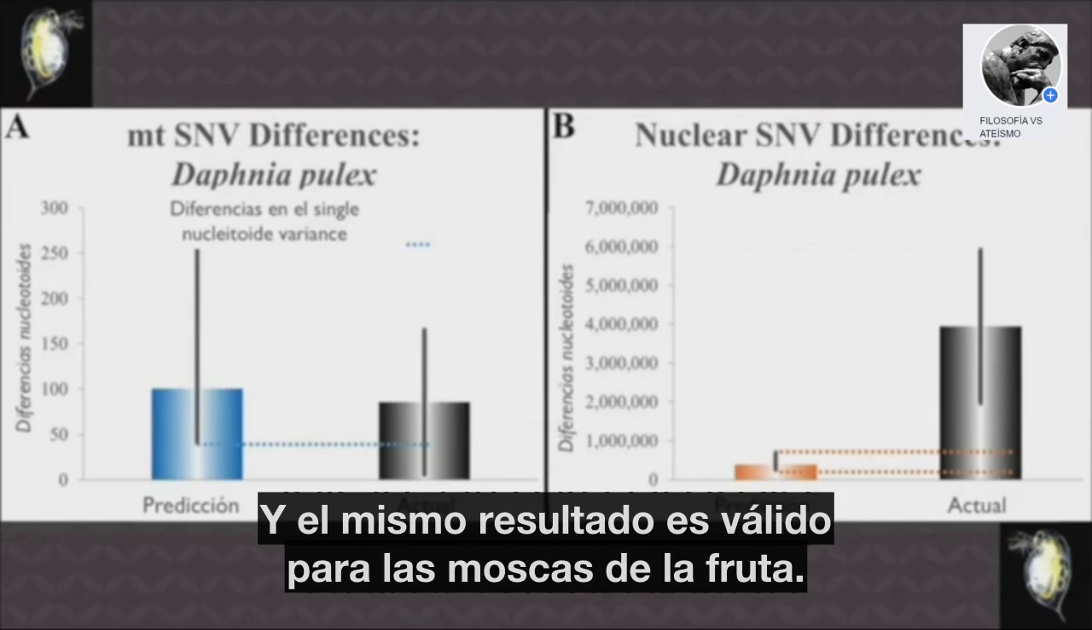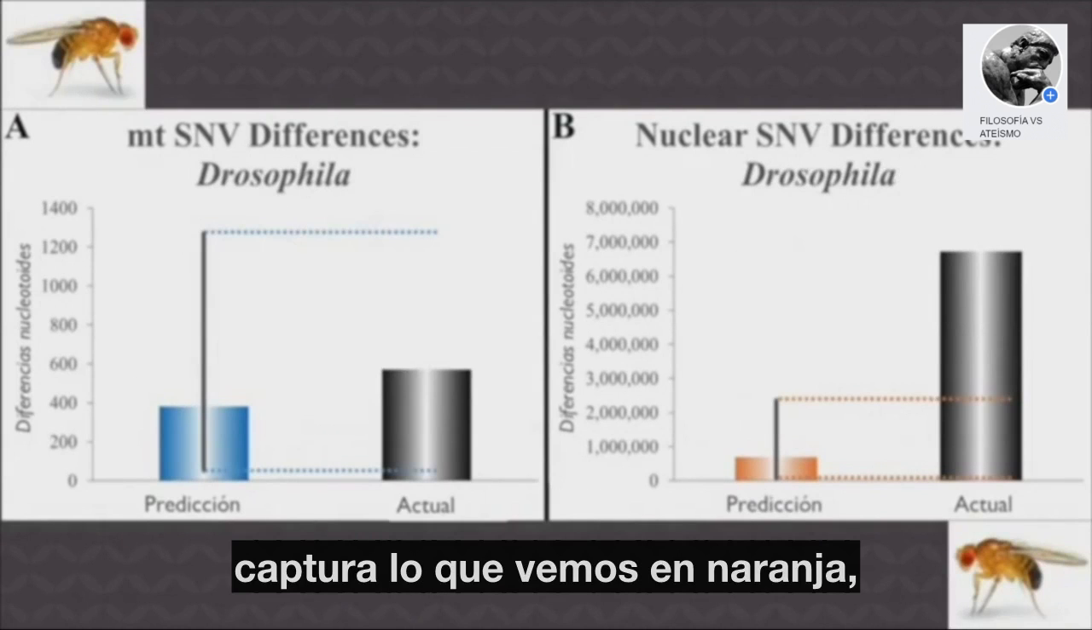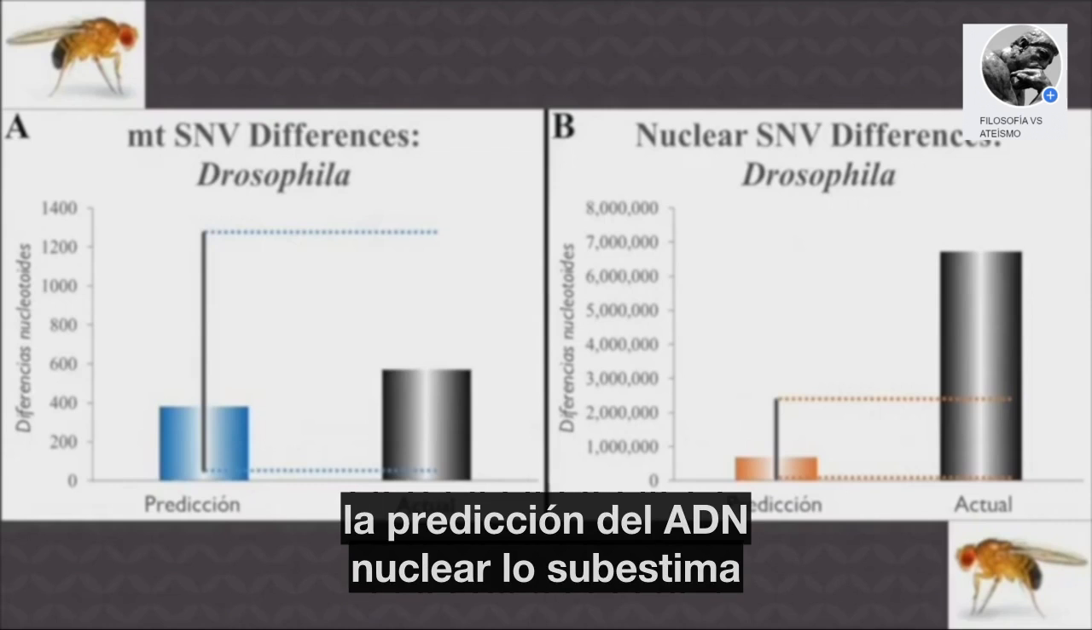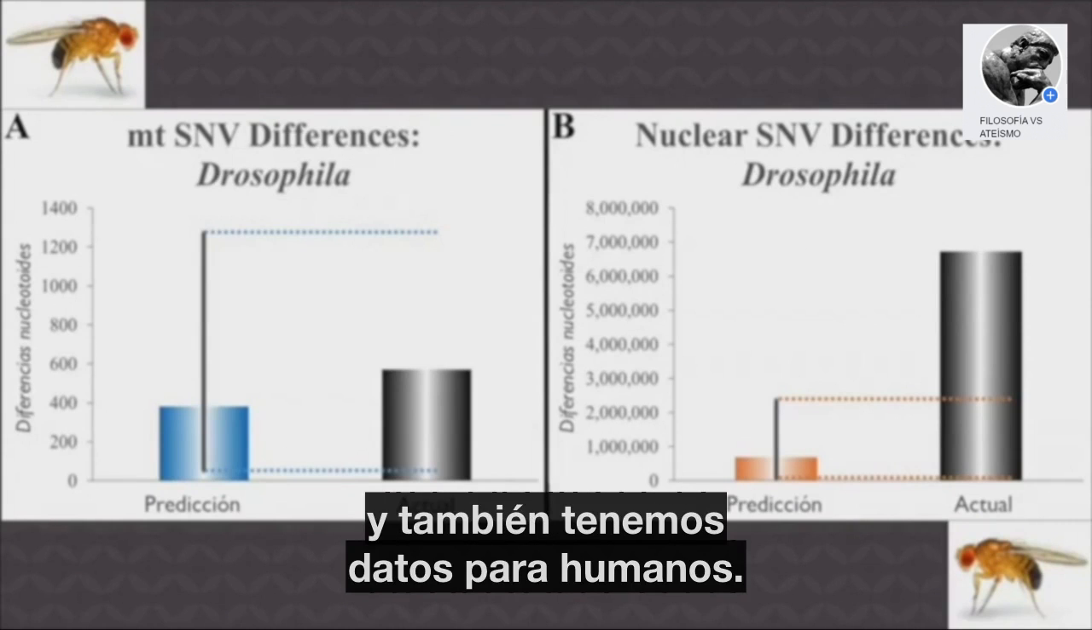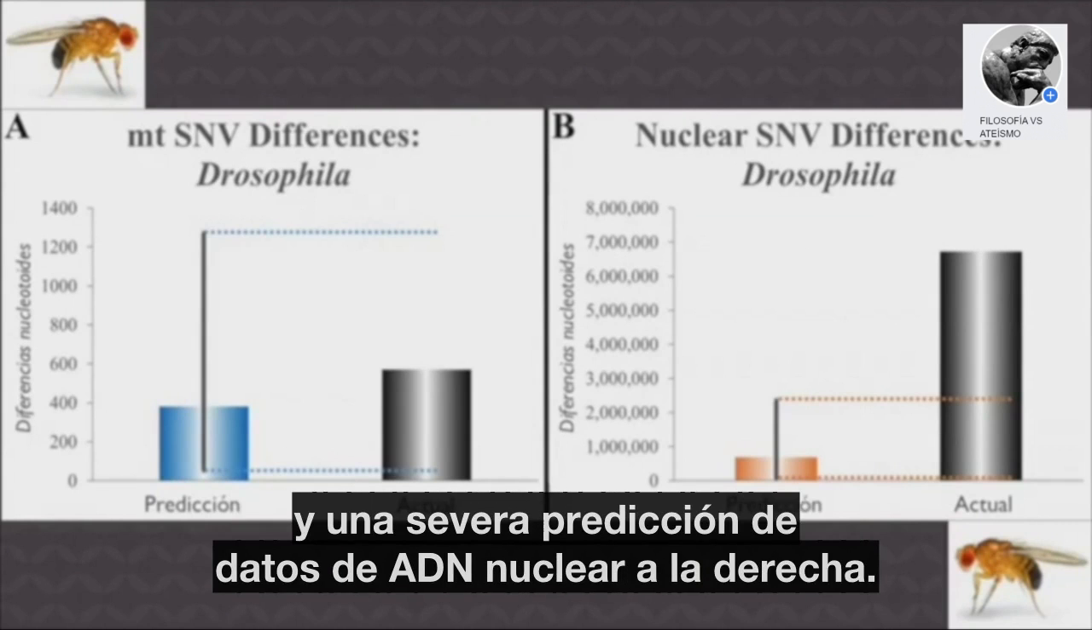And the same result holds true for fruit flies. Again, in blue, the mitochondrial prediction captures what we see. In orange, the nuclear DNA prediction underestimates it. And we have data as well for humans. So here, once again, is the mitochondrial DNA data in blue and a severe underprediction of nuclear DNA data there on the right.